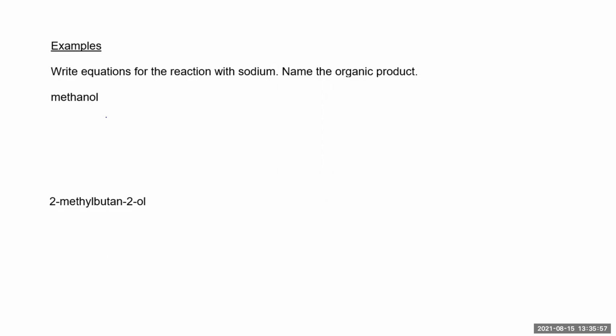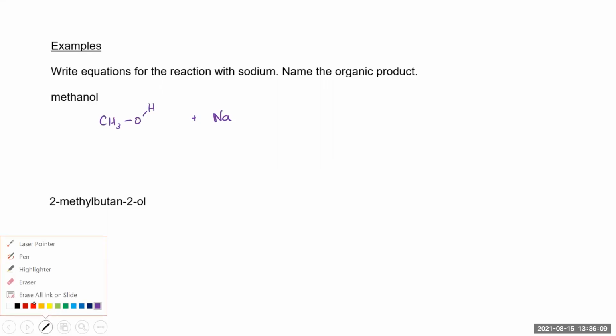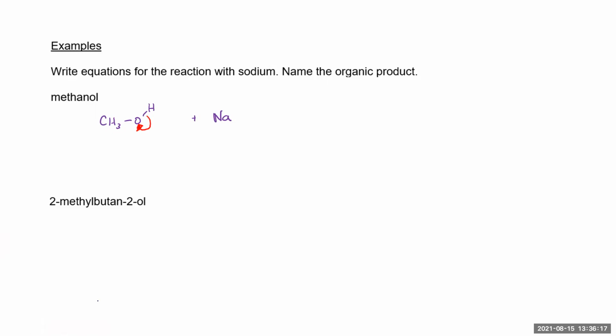Okay, methanol. Methanol is CH3OH. We're adding sodium, and you'll remember that the electrons in this bond here are both going onto the oxygen, and that the sodium is going to donate an electron to the hydrogen. So we end up with the methoxide ion with the sodium ion, so that's sodium methoxide. And of course, not forgetting our half a mole of hydrogen gas that's produced from that reaction.